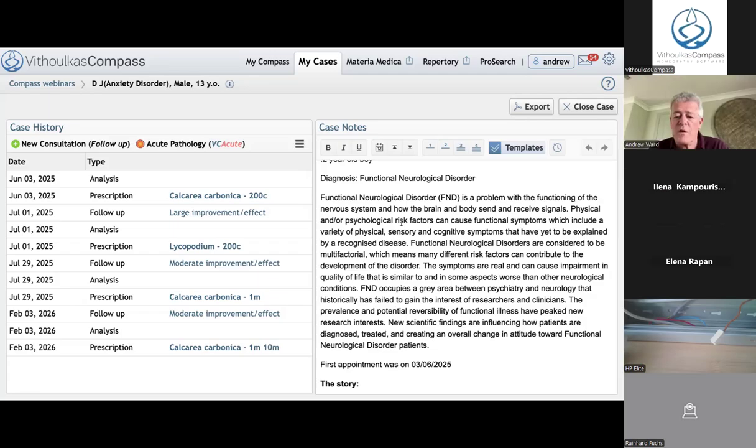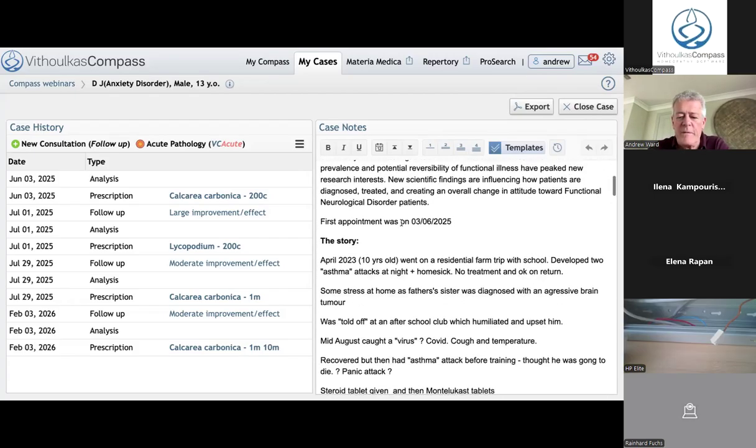FND occupies a grey area between psychiatry and neurology that historically has failed to gain the interest of researchers and clinicians. The prevalence and potential reversibility of functional illness have piqued new research interests. New scientific findings are influencing how patients are diagnosed, treated, and creating an overall change in the attitude towards functional neurological disorder patients. So it doesn't really say much, other than that we don't really know what this is. So I'll go through the story here.